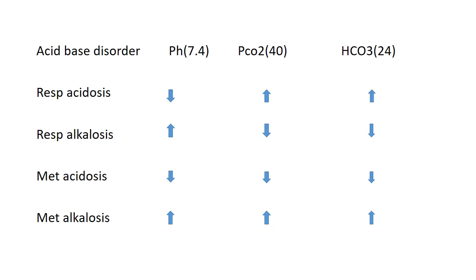But along with that, there will be compensation. Bicarbonate will also be high. That is compensatory, the body is trying to compensate. But the main problem is respiratory acidosis. Along with that, there is compensatory metabolic alkalosis.